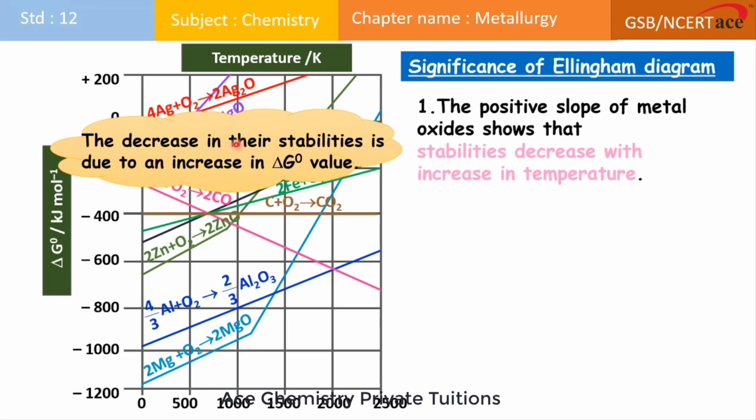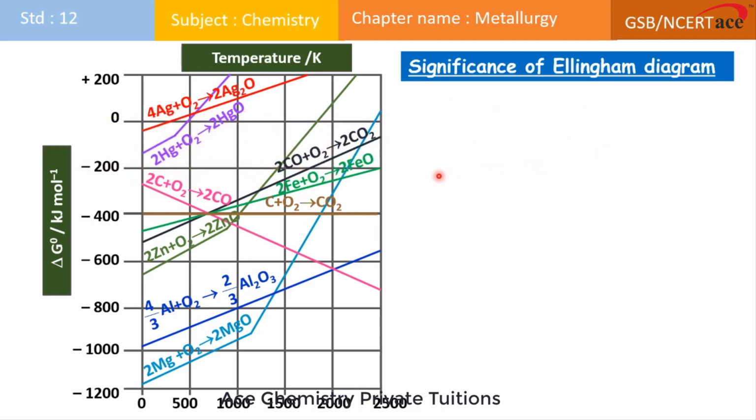The decrease in the stabilities is due to increase in delta G naught. You can say that delta G naught value, how it is related with the stability. Can I say higher is the delta G naught value, lower is the stability? I repeat the term. Higher is the delta G naught value of metal oxide, lower will be what? Stability.